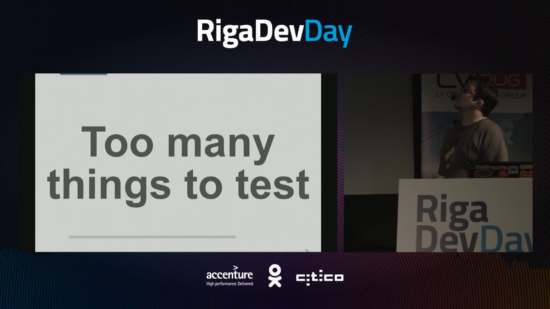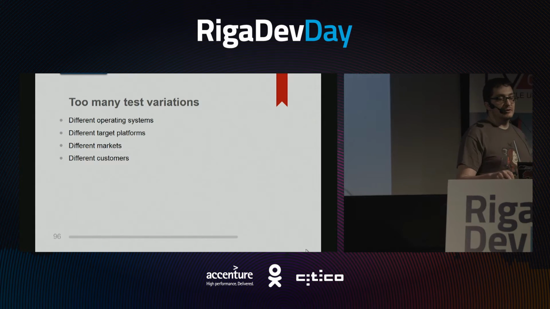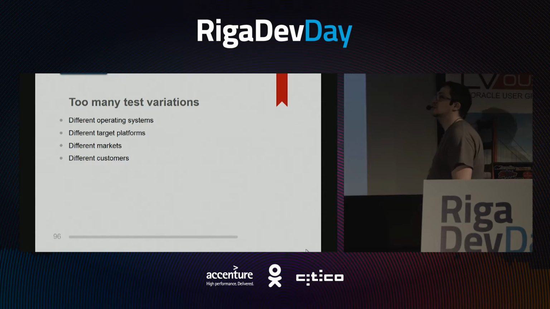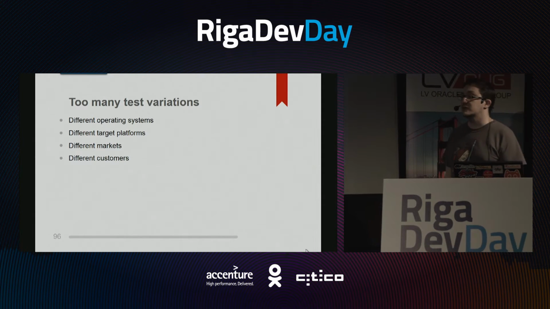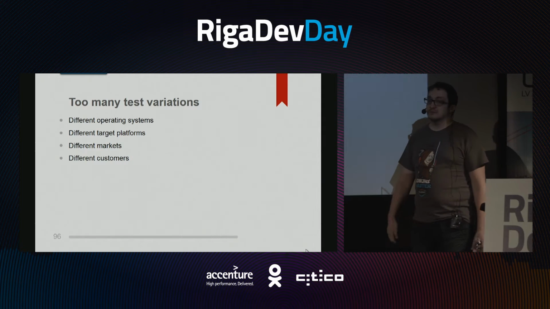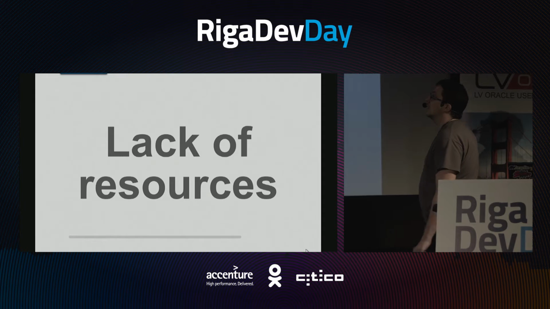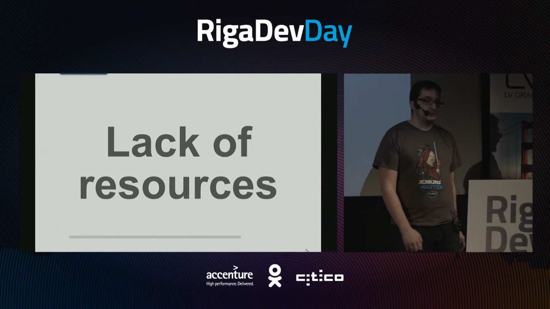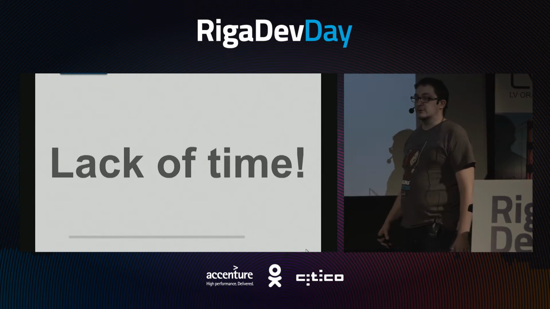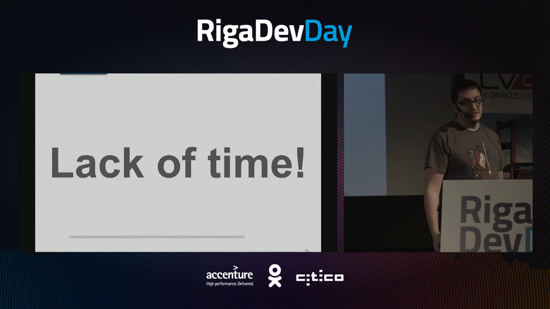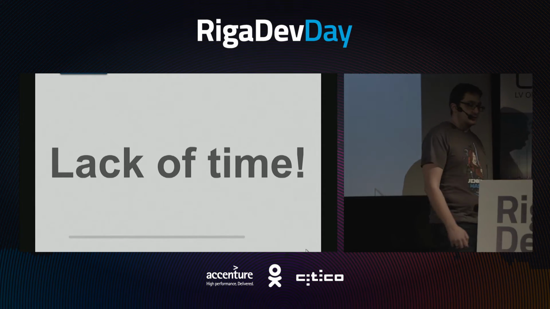Another reason is that you may have too many things to test, which doesn't apply to every company or every project. Sometimes you have to test your product on different operating systems, different target platforms, different markets, maybe different customers, different configurations, and of course, if you have too many things to do that, you have to scale. Lack of resources, yes, you have to scale when you don't have enough. And when you have a lack of time, sometimes you can wait for Jenkins to finish and it's not critical, but the more time it takes, the more critical it becomes.